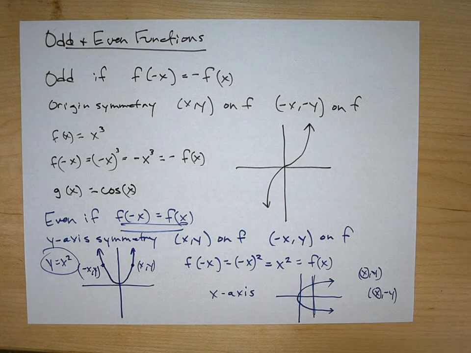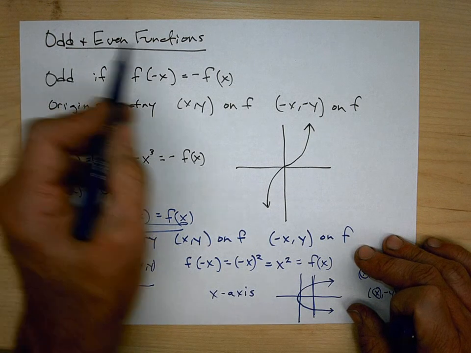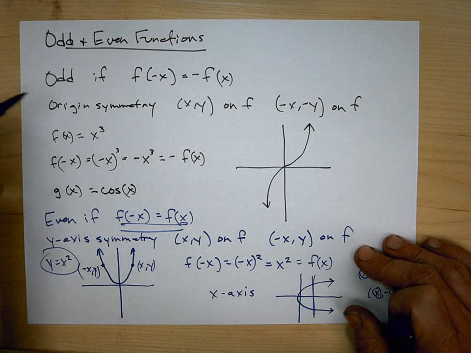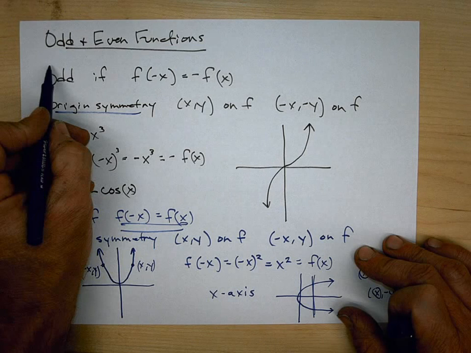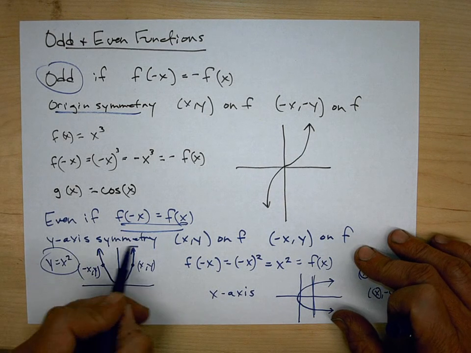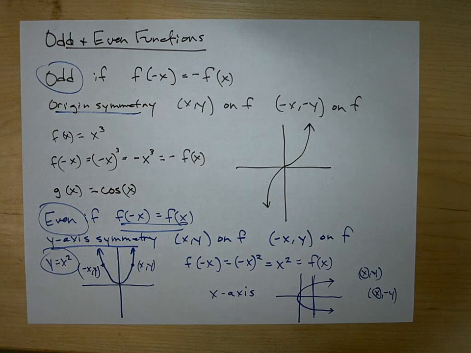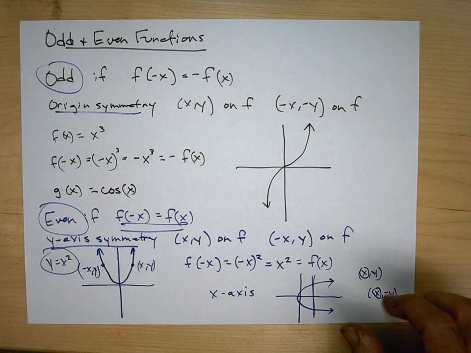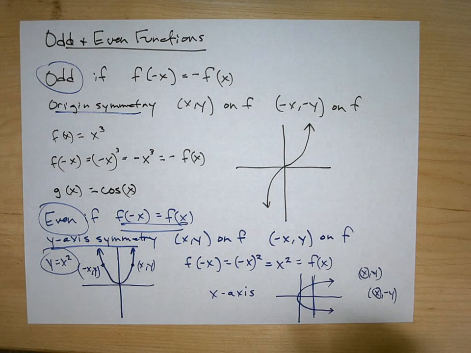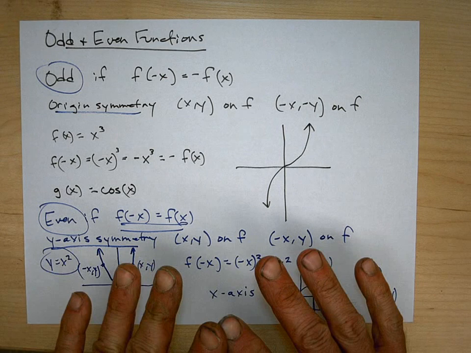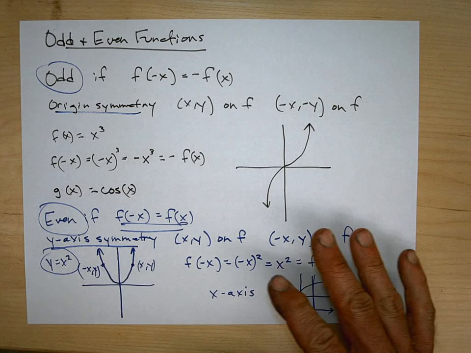So we had three types of symmetry, but only two of them apply to functions. The origin symmetry is associated with odd functions, and the y-axis symmetry is associated with even functions. And that's all I'm going to talk about. This is just a brief overview of functions. So that's it for this lecture.